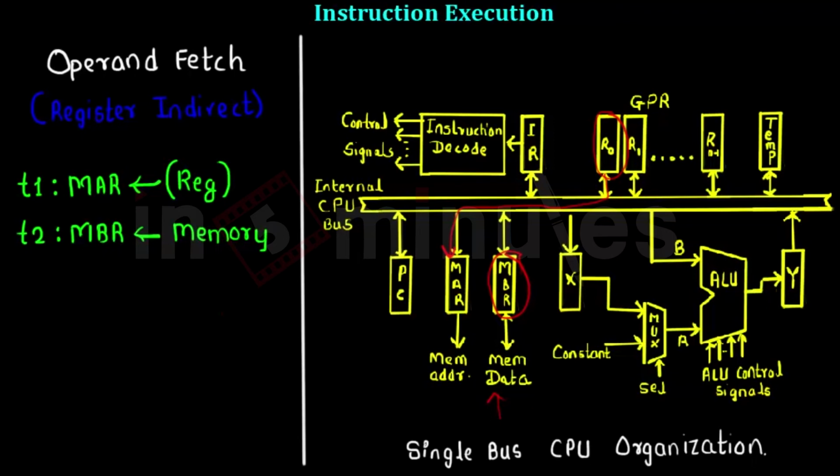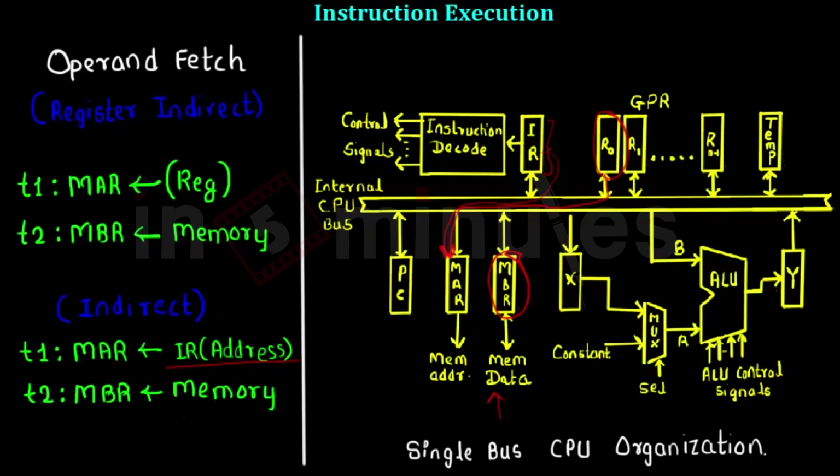The second type of operand fetch is direct, we can say. That is, the instruction itself contains the required memory address. In this case, the address field from the instruction register is loaded into the MAR, and again the data is fetched from the memory and stored in the MBR. So we have seen the operand fetch operation.